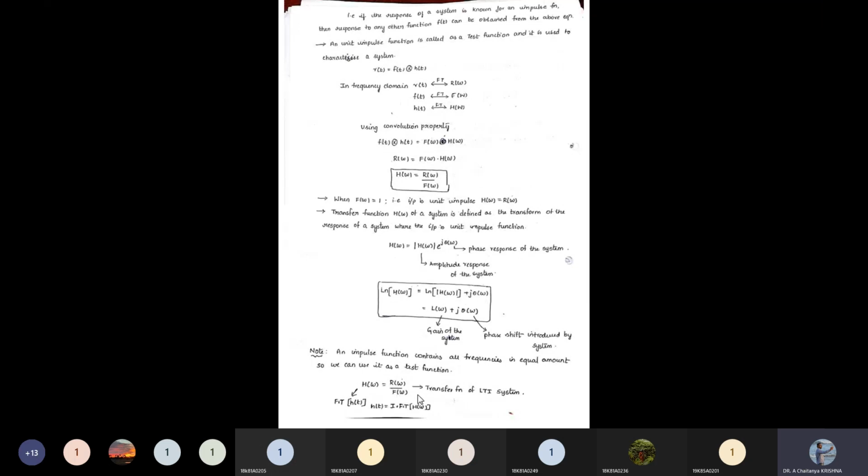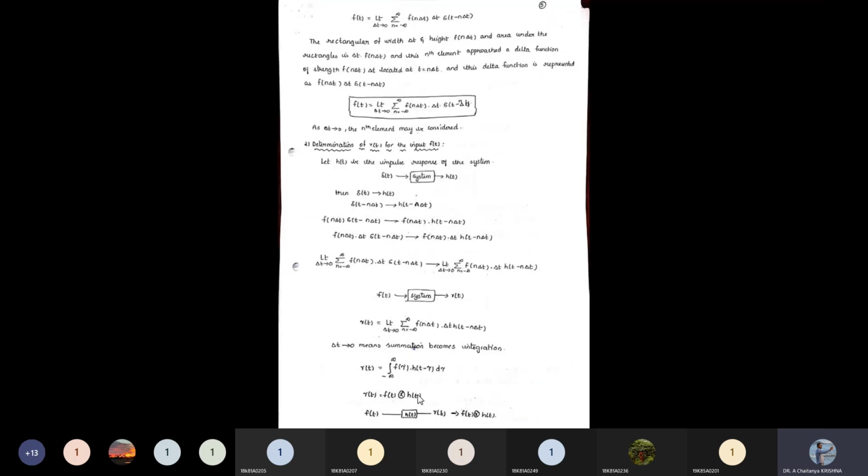Now we can apply the convolution property. Can anyone please tell me the convolution property in Fourier transform? Convolution in time domain is equal to multiplication in frequency domain. Here, convolution in time domain, f of t star h of t, in frequency domain f of t becomes f of omega, h of t becomes h of omega.